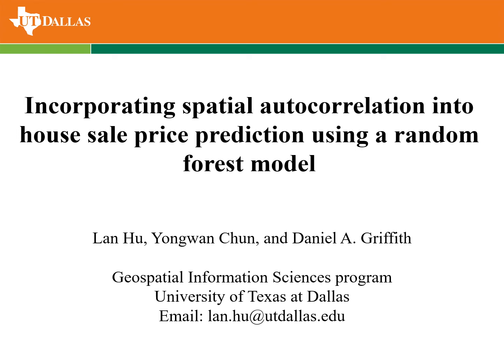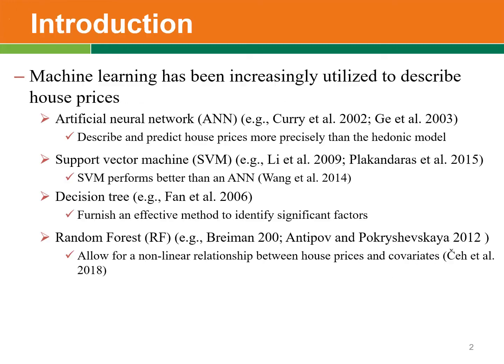My presentation is about incorporating spatial correlation into house sale price prediction using a random forest model. Machine learning algorithms have been commonly used to describe house prices in the literature. The most frequently used algorithm is artificial neural network. Many scholars argue that this algorithm can describe and predict house prices more precisely than some traditional statistical models.